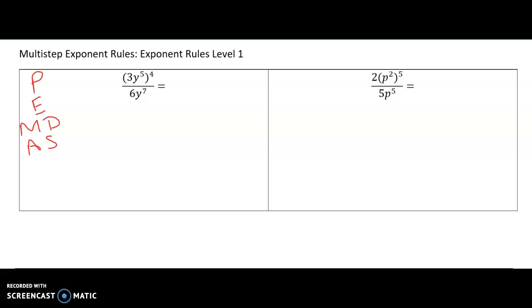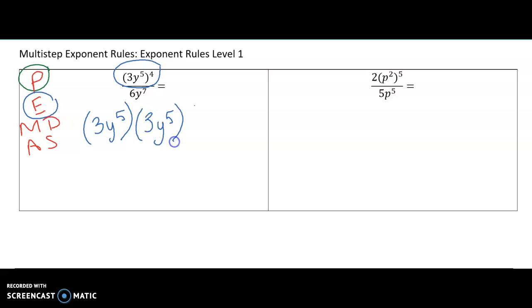So let's look at the parentheses first, we have 3y to the 5th. There's nothing we can do there. So the next step is to do exponents. And we do have exponents in the numerator. So I'm going to write it like this just so that we can understand what it's telling me in the numerator. I have 3y to the 5th 4 times.